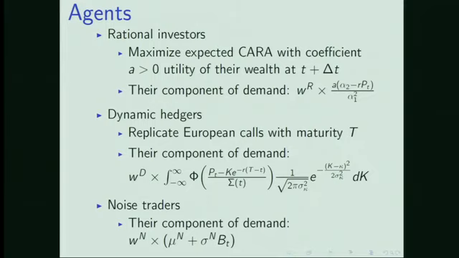So what we wanted to do is in a continuous time framework. And here you can see that the second group of agents, they are dynamic hedgers. And how can we model this multiple equilibrium? We can see that for the first group of agents, the component of demand is a decreasing function of the price. So if the price increases, they want to have a lesser number of shares of this stock.